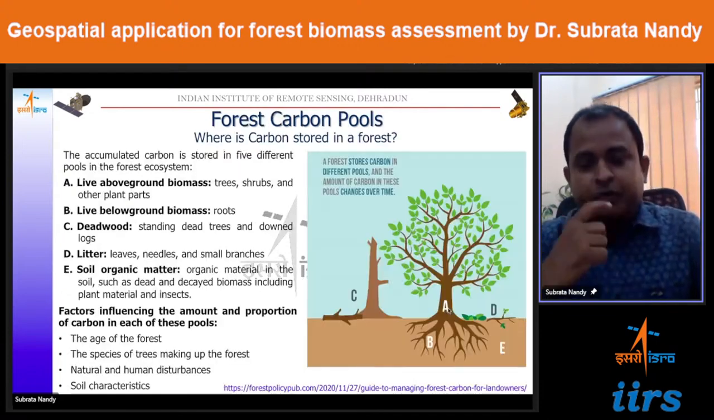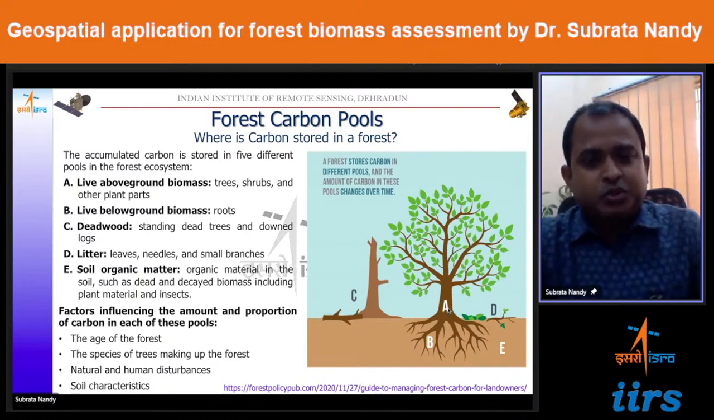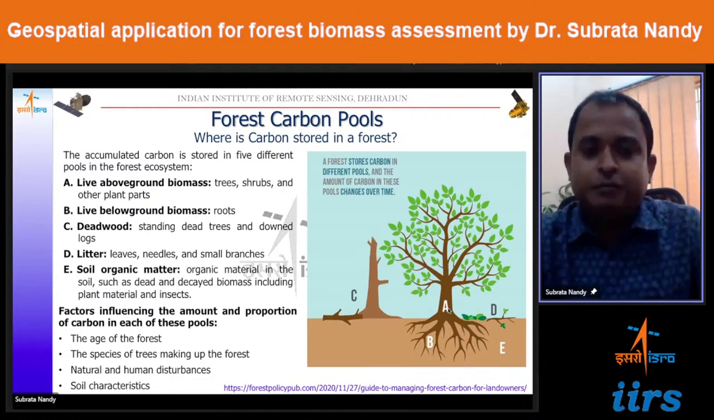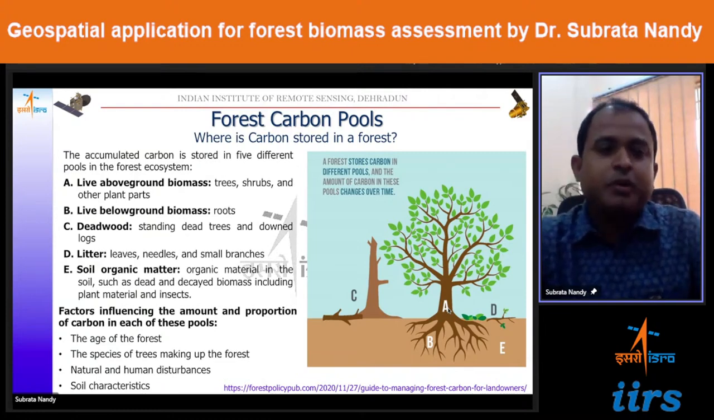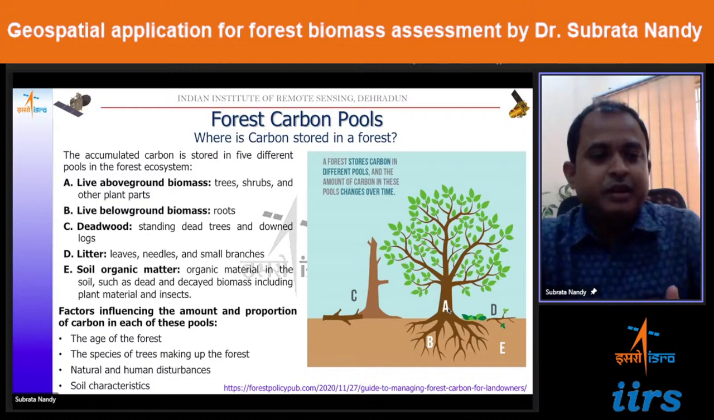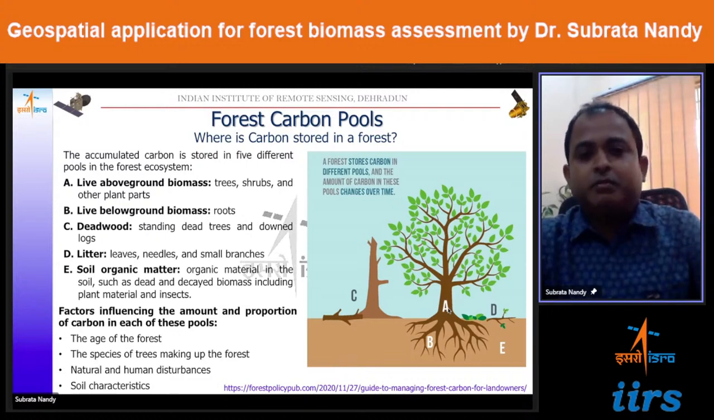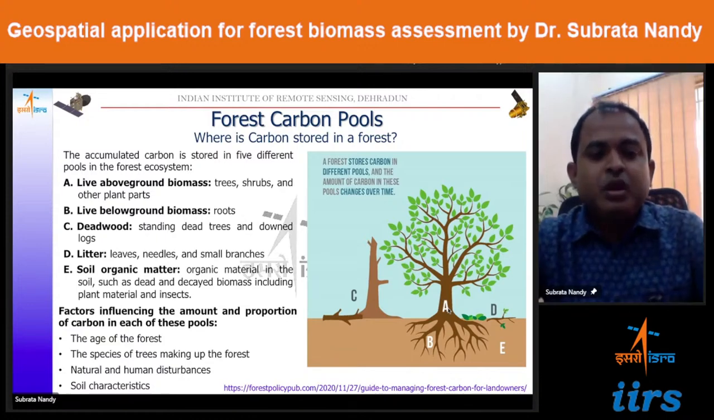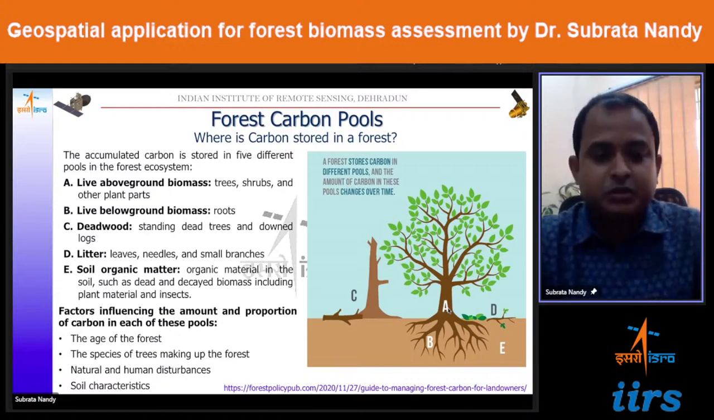Now, we know that forest carbon is accumulated in 5 pools mainly: live above ground biomass, live below ground biomass, dead wood, litter, and soil organic matter. In this lecture, my main focus is on the above ground biomass, or we can say tree biomass. In some of the case studies, I will show the combination of trees, herbs, and shrubs biomass as well.